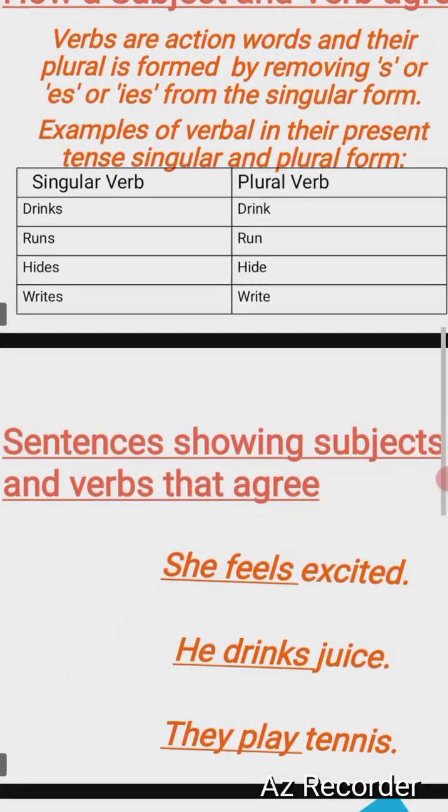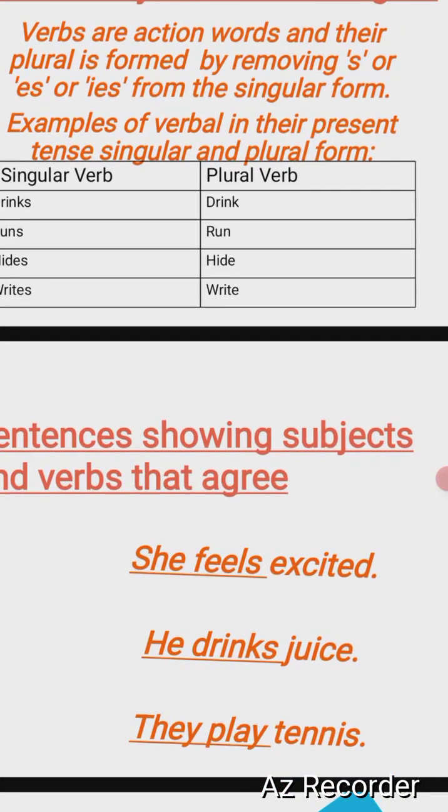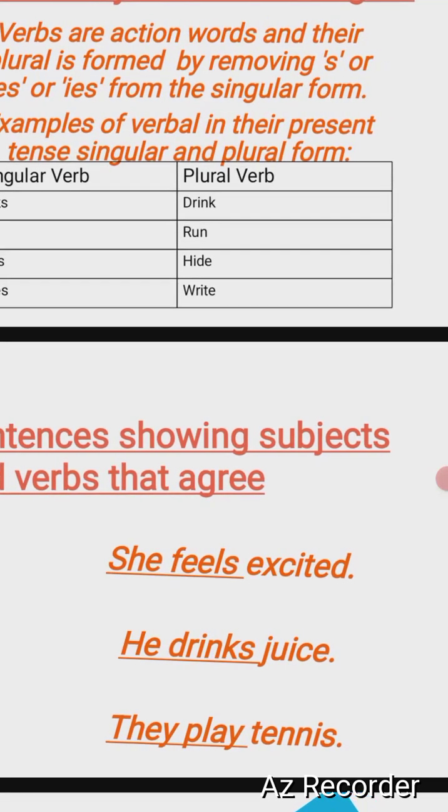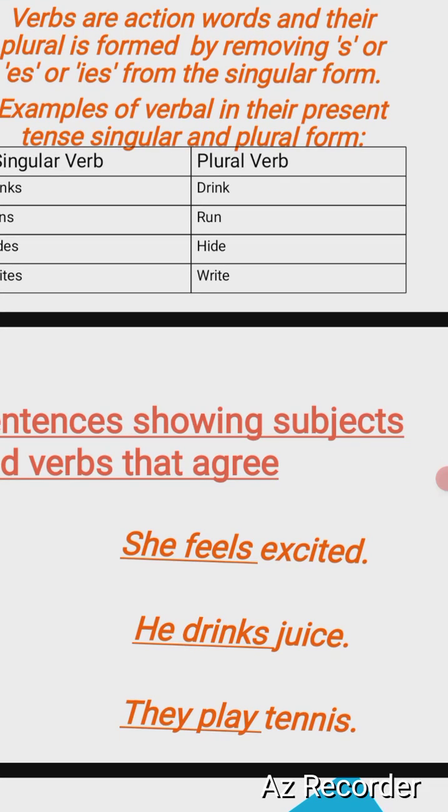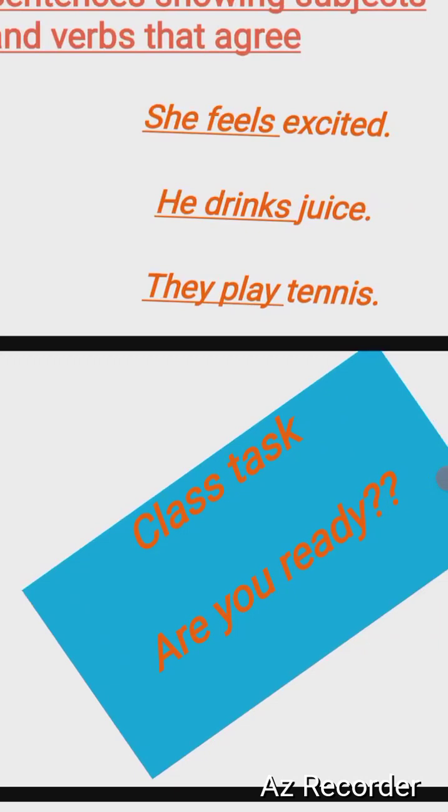Sentences showing subjects and verbs that agree. Like we said, singular subject, singular verb; plural subject, plural verb. She feels excited. She is the person performing the action. Feels, that is a singular verb. She feels excited. He drinks juice. They play together. They is a plural subject. So it goes with play, which is a plural verb, and it must go with the plural subject, which is they. There is more than one person.